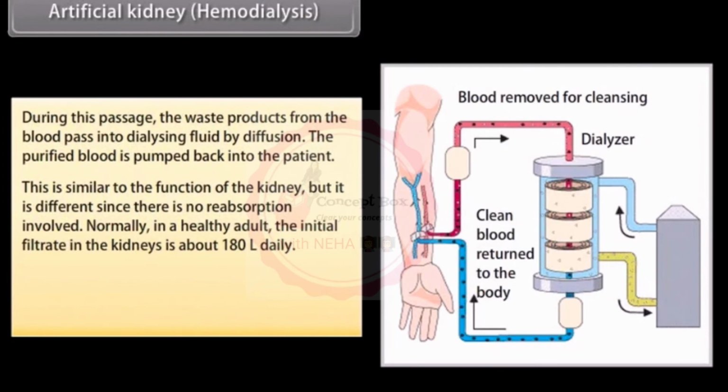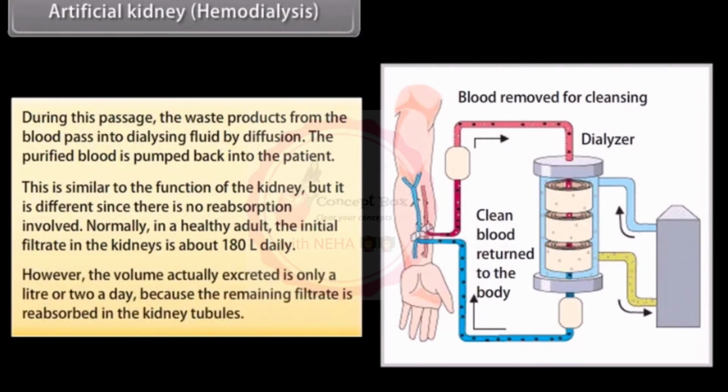Normally, in a healthy adult, the initial filtrate in the kidneys is about 180 liters daily. However, the volume actually excreted is only a liter or two a day because the remaining filtrate is reabsorbed in the kidney's tubules.